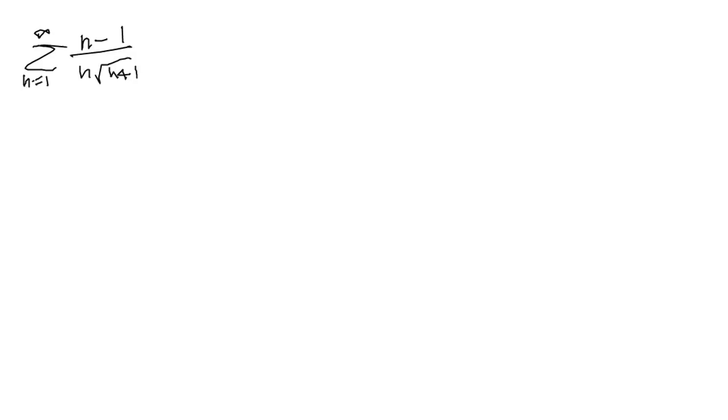Okay, again, preliminary analysis shows that ignoring the -1 and the +1, we have an n over n root n, which is like n over n to the 3/2, which is like 1 over n to the half. So we suspect divergence, and we're going to use 1 over n to the half to compare it.